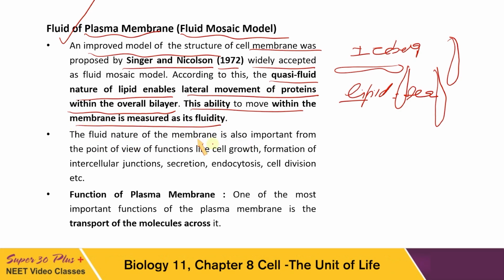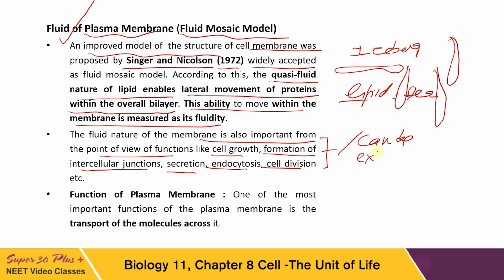The fluid nature of the membrane is also very important. Why is it important? Because this can correlate with the functions of the plasma membrane, that is cell growth, the formation of intercellular junctions, secretion, endocytosis, and cell division. These are the important functions of the plasma membrane. They can be explained only on the basis of the plasma membrane having this fluid model.